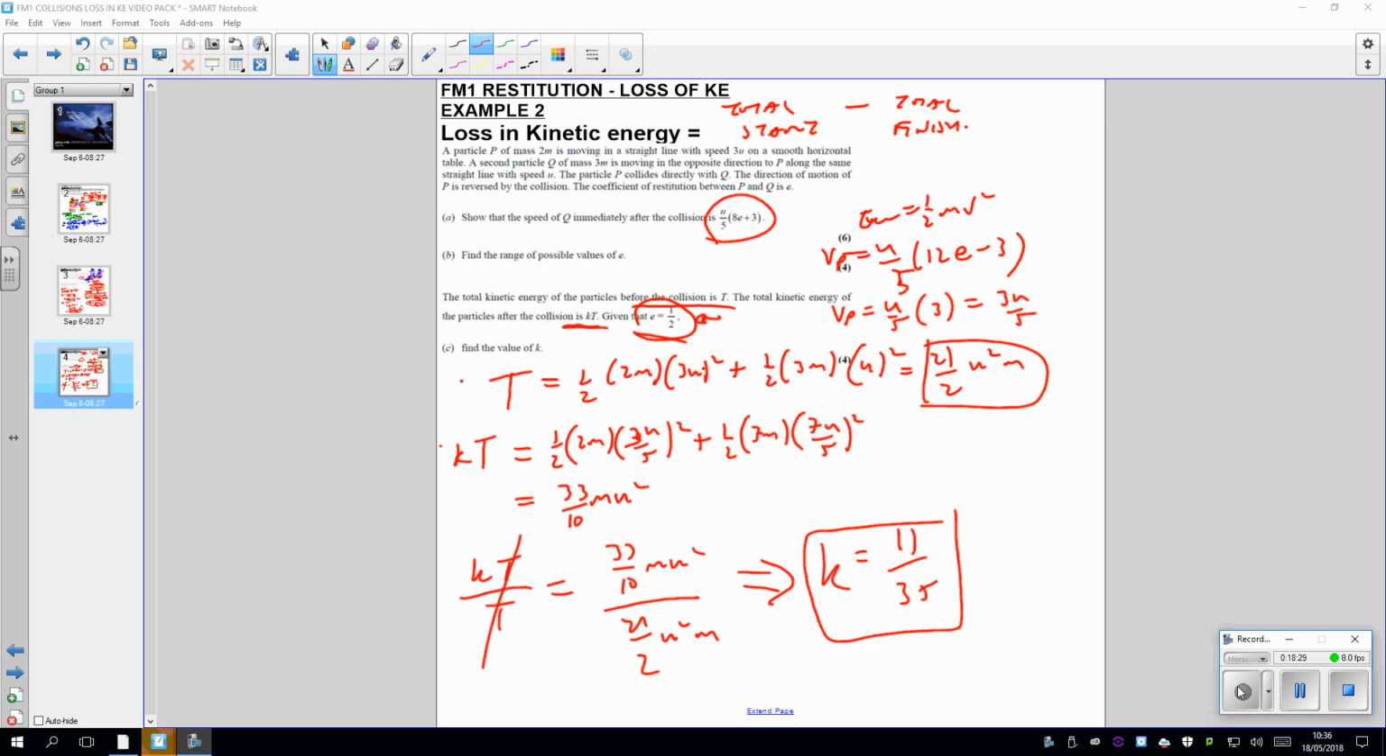Sweet. Okay, cool. So two examples there of kinetic energy, that loss in kinetic energy. Remember, that's total start, take away total finish. You do the particles separately. You do not do a joint system because they're moving in different directions. So you need to account for both of the individual kinetic energies and then add them together. Okay, that nice little trick at the end with KT over T. Be careful of that. It wasn't asking for the loss. It was asking us to compare the start and the finish kinetic energies. Okay, that's it.